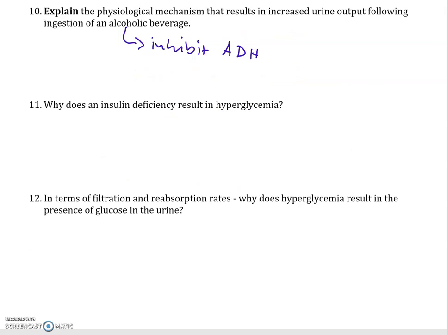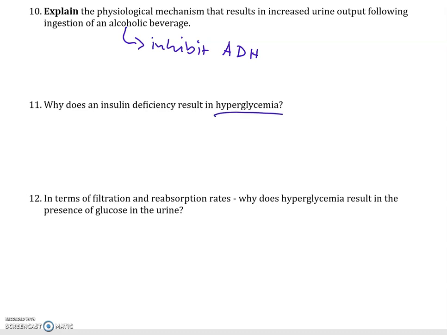Question 11, why does insulin deficiency result in hyperglycemia? Well, because insulin is needed in order for cells to pick up glucose from the blood. And so if you don't have insulin, then these cells cannot take in the glucose for energy metabolism. And so the glucose stays in the blood, and that gives you the hyperglycemia.